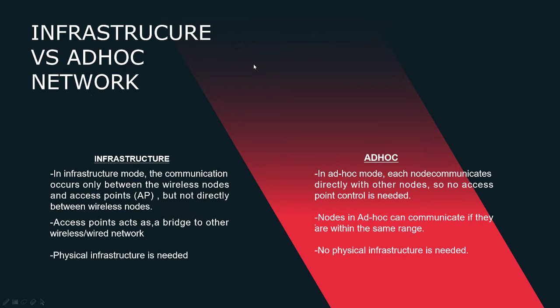Now basically there are two types of network, infrastructure versus ad hoc, and I'd like to differentiate between those two. In infrastructure mode, the communication occurs only between the wireless nodes and access points, but not directly between wireless nodes. Whereas in ad hoc mode, each node communicates directly with other nodes, so no access point control is needed. Moving on to the second point, in infrastructure, access points act as a bridge to other wireless or wired networks, whereas nodes in ad hoc can communicate if they are within the same range. Now, physical infrastructure is needed in infrastructure based network and no physical infrastructure is needed in ad hoc based network. Moving on to the next slide.